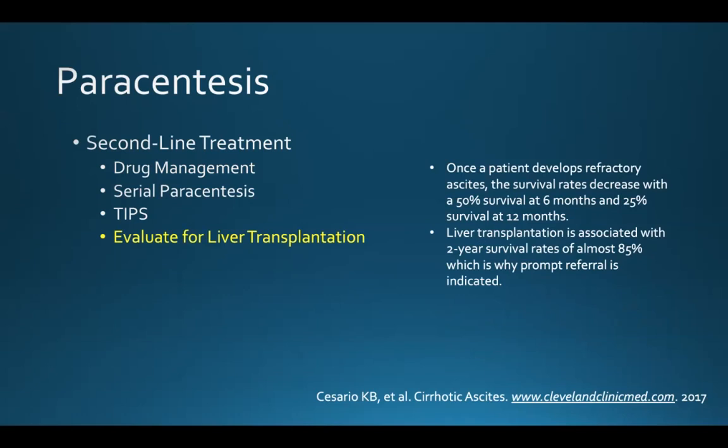Once a patient develops refractory ascites, the survival rates decrease, with a 50% survival at 6 months and 25% survival at 12 months. Liver transplant is associated with 2-year survival rates of almost 85%, which is why prompt referral is indicated.